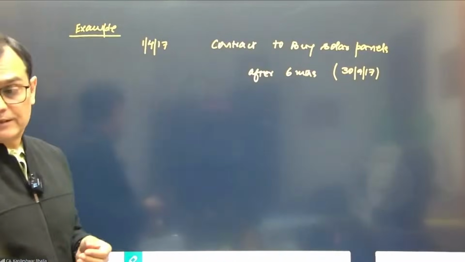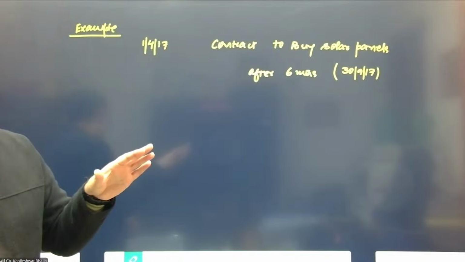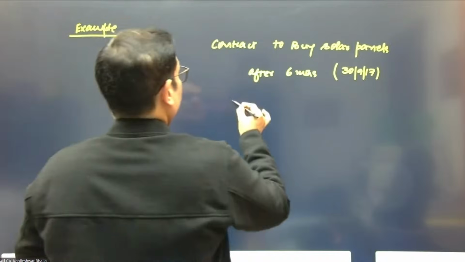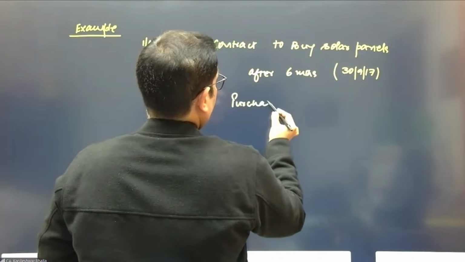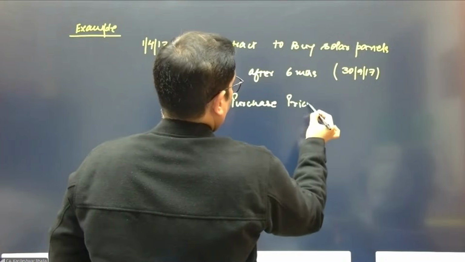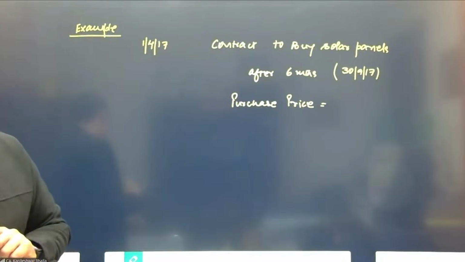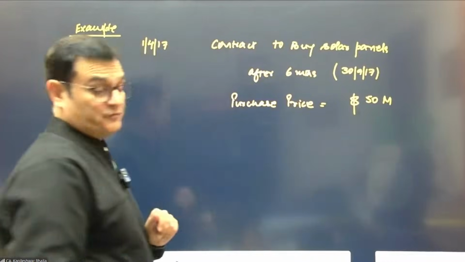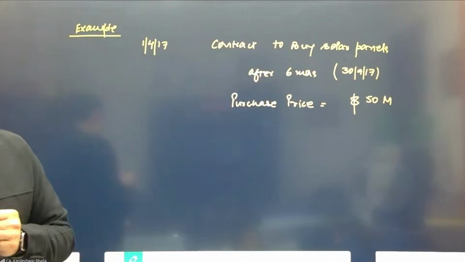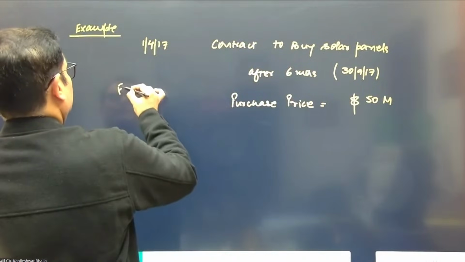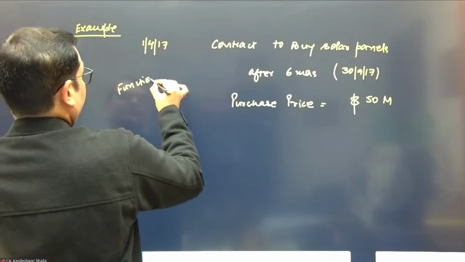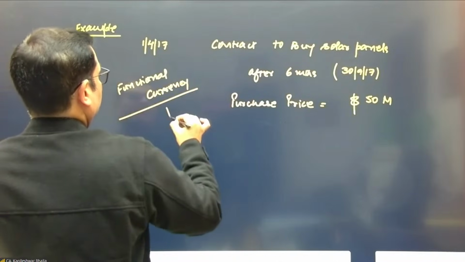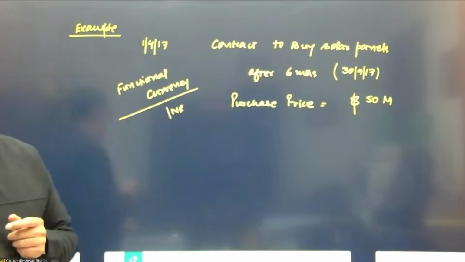So we entered into the contract on the 1st of April to buy. It says a contract at the rate of 6 months later, and we are given the purchase price. We're given the purchase price of these solar panels as, let's say, $50 million. And let's consider that the functional currency of this company is INR, that is Indian rupee.